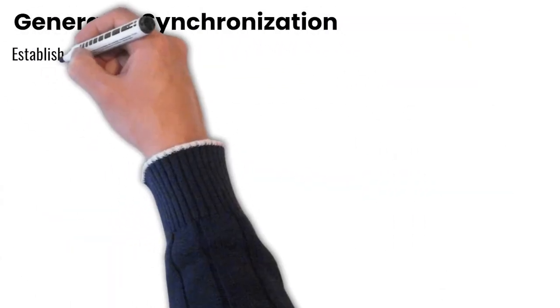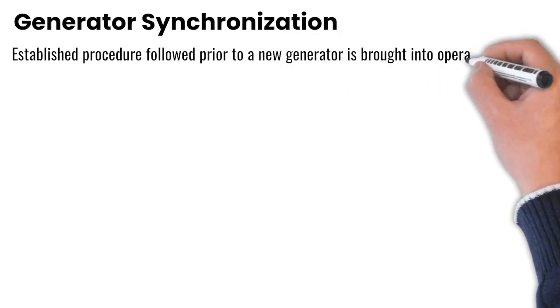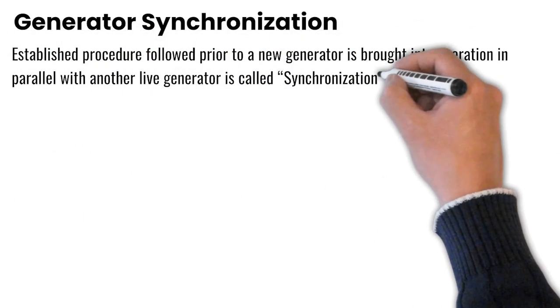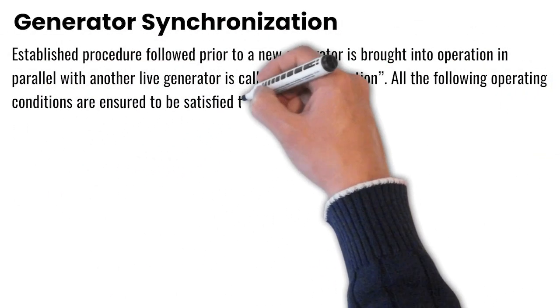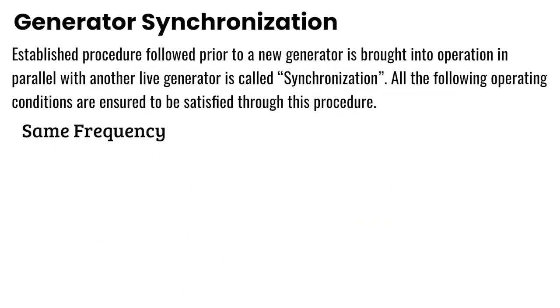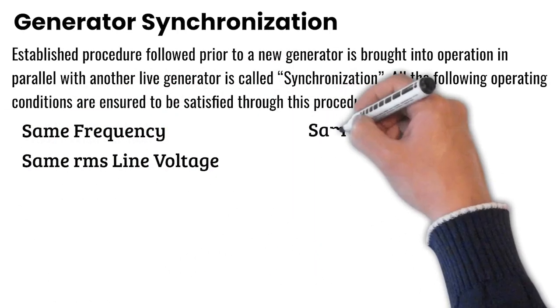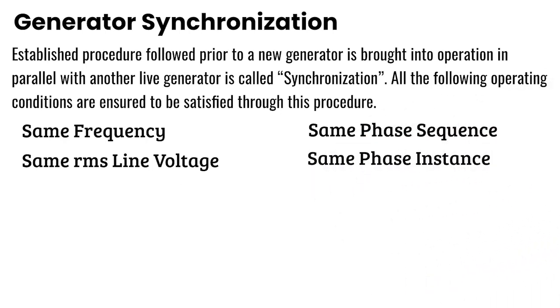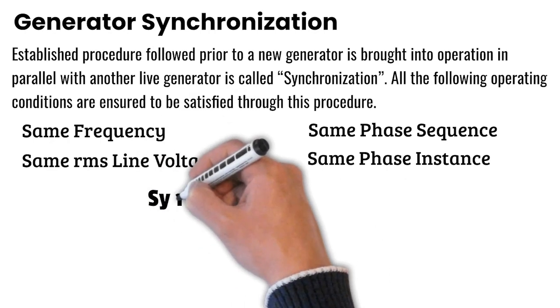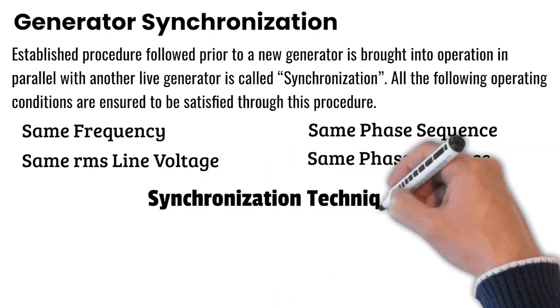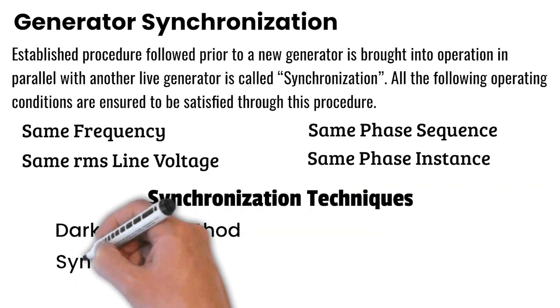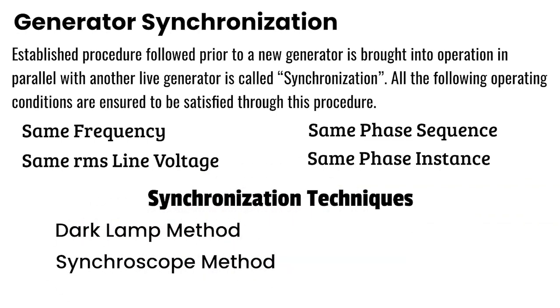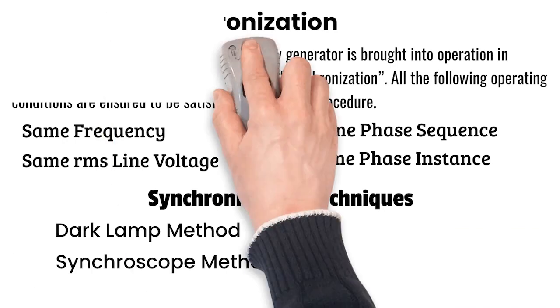When we need to bring a generator to work in parallel with the live generator which is already connected with grid, we need to ensure that both generators have same frequency, same RMS line voltage, same phase sequence and same phase instance. This procedure is called generator synchronization. There are mainly two techniques of generator synchronization, which are dark lamp method and synchroscope method. In this practical, we will focus on the dark lamp method.